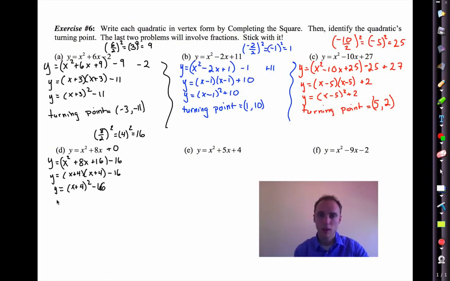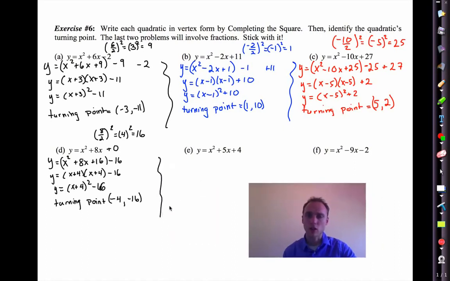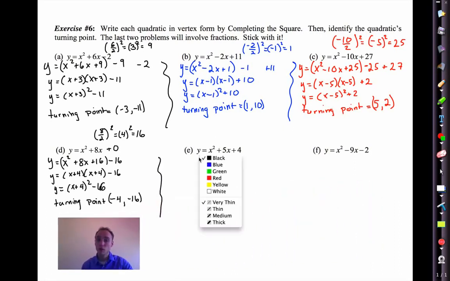All right. And then the turning point becomes negative 4, negative 16. All right. 2 more. Now the last 2, it says in the directions, are going to involve fractions. So let's be careful. We're going to work through these pretty slow, and we'll work through the first one together.